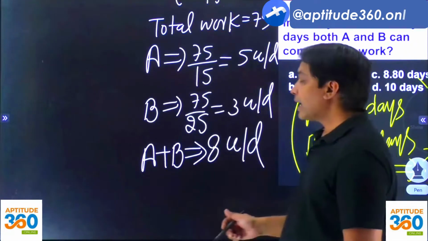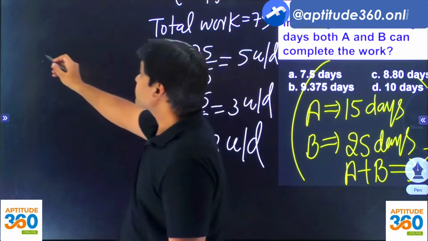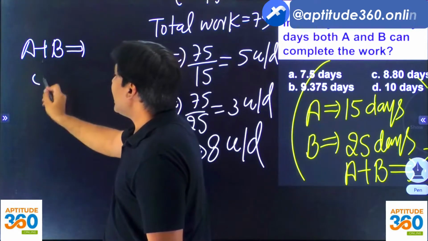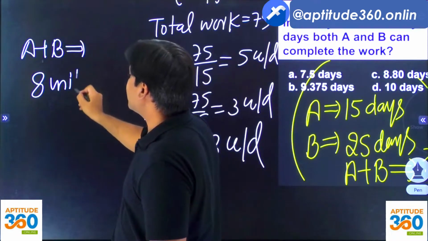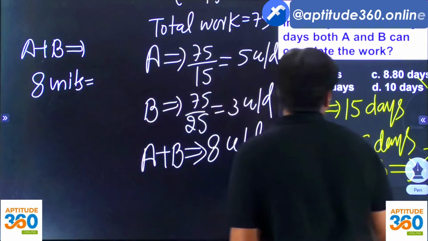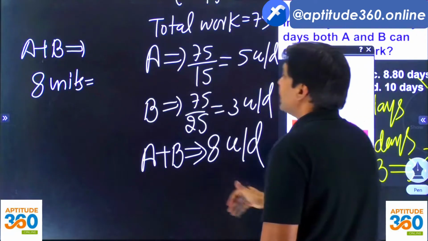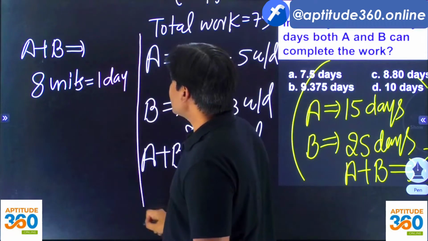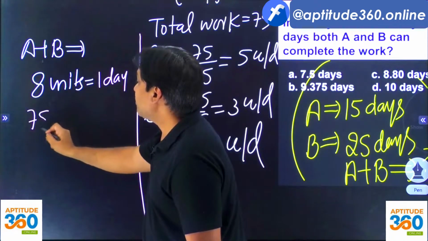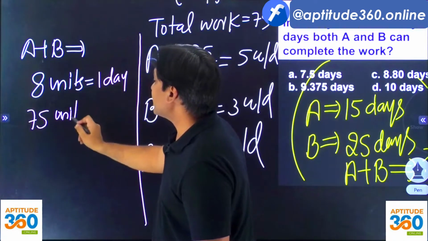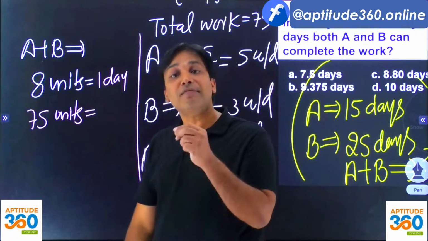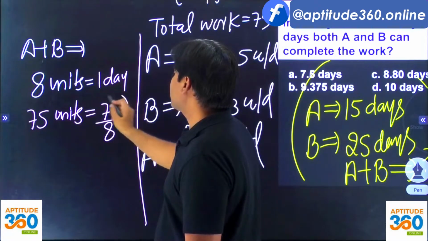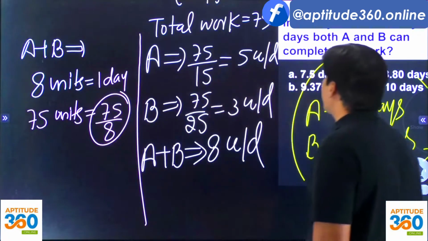And if it is going to be something like this, then collectively A and B, they are doing 8 units per day. Let us change the color of the pen. 8 units in one day. So what is going to be the number of days in which they collectively will be completing 75 units of work? So this is going to be what? 75 by 8. Isn't it pretty simple for you to find out?